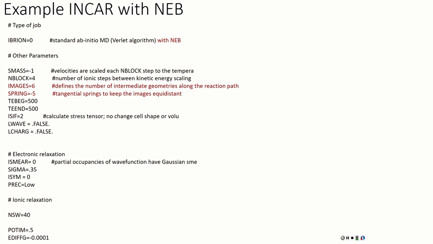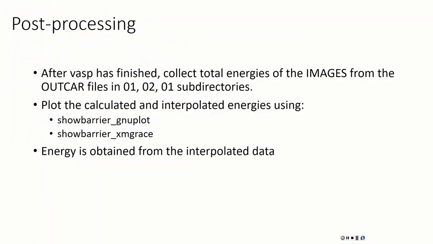So this is just an example where you see I decided to add IMAGES = 6, which sets the number of intermediate geometries along the reaction path, and then SPRING = -5 is an arbitrary value shown here. It sets tangential springs to keep the images equidistant. And everything else pretty much stays the same. I didn't run this, but I encourage you to run this to see what it looks like. I came up with a file, pardon me. I'll show you what I got here in a second.